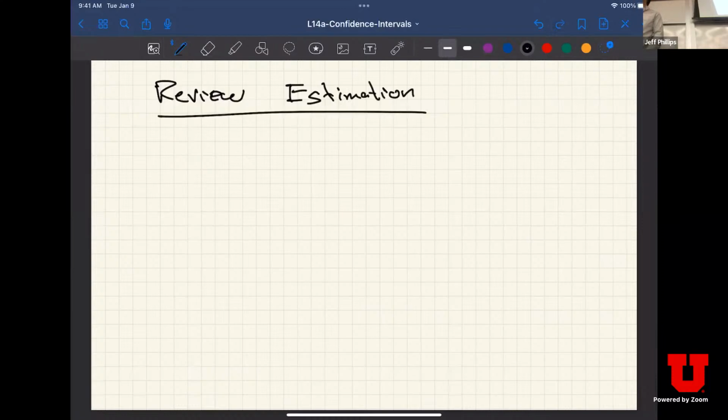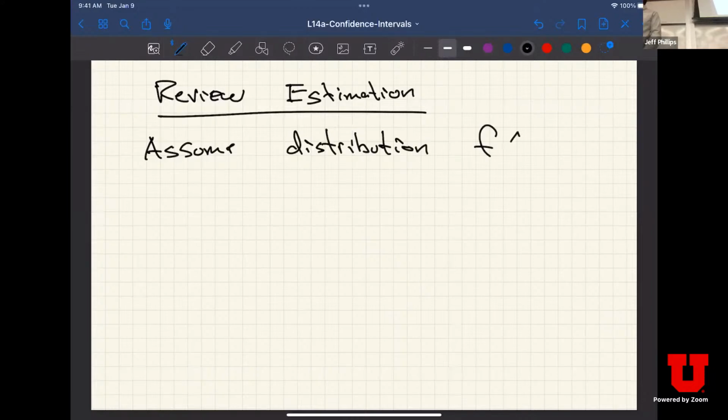That's where you assume that there's some distribution f of theta. This is the PDF of some unknown probability distribution, and theta is the parameter. We'll assume there's just one parameter at a time that we're going to be concerned about, though there could be multiple parameters.